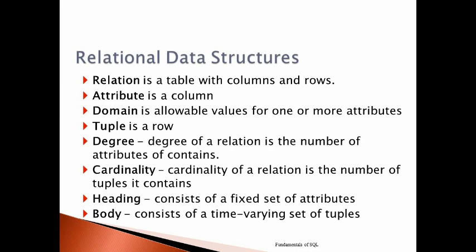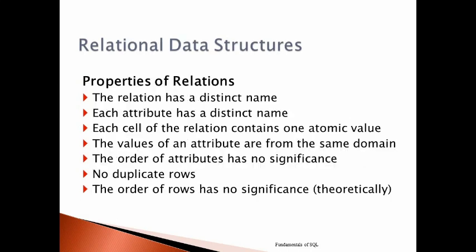Cardinality looks at how this data is related. That is, the cardinality of a relation is the number of tuples it contains. But you can also look at it from the perspective of the relationship between different tables. For example, if we have a table for students and we have courses, a course can be taken by many students, and then when it comes to the student, a student can take one course, and that will form the cardinality, the relationship that we are talking about. And the heading will consist of a fixed set of attributes, and the body, of course, consists of a time-varying set of tuples that form that particular grouping.